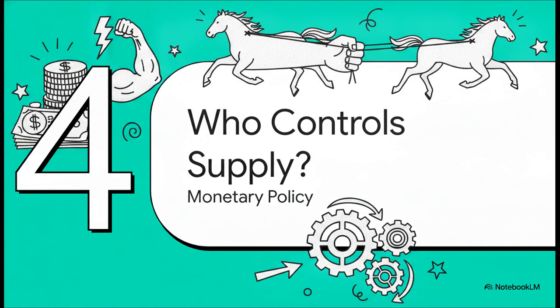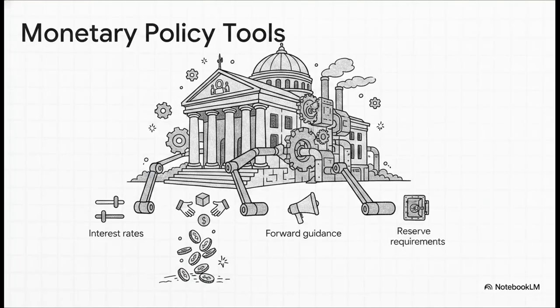Section 4. Who controls the supply? Monetary policy, and central banks. That is a frankly staggering amount of power. Since commercial banks are creating money from nothing, central banks, like the Federal Reserve in the US, the ECB, or the Bank of England, have to oversee it. They don't control this daily money creation directly, but they influence it heavily using four really powerful monetary policy tools.